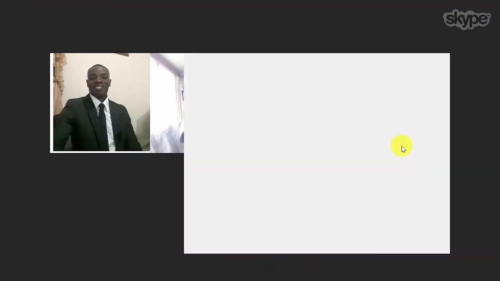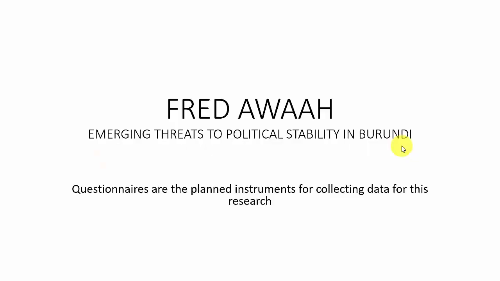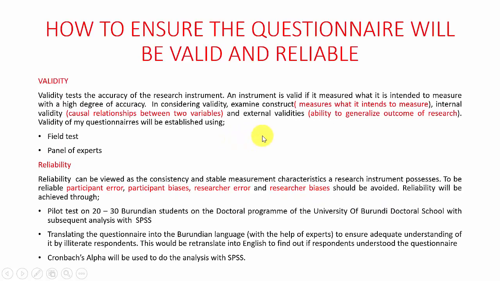Emerging threats to political stability in Burundi is my proposed topic, and I'm going to use questionnaires as the basis of collecting my data. Now, to test validity, I basically have 2 methods: one, field test, and then panel of experts. Panel of experts meaning that I'm going to use my supervisors and any other expert that is available.